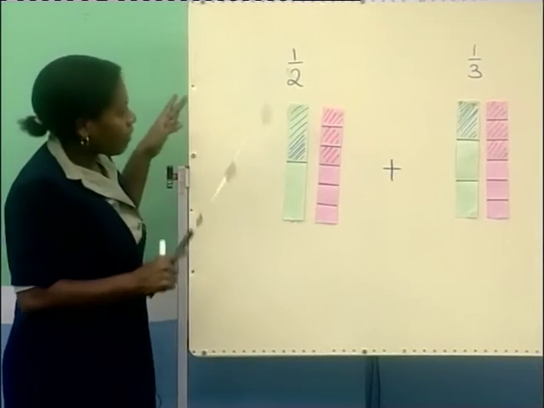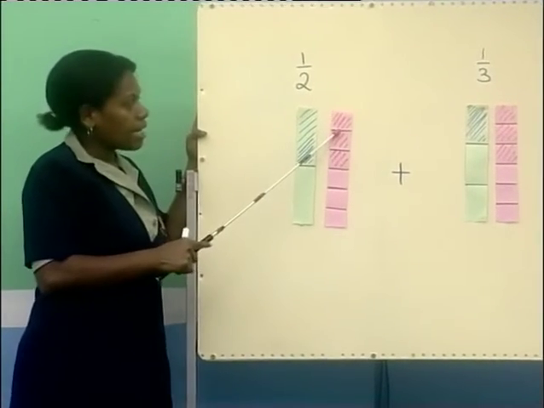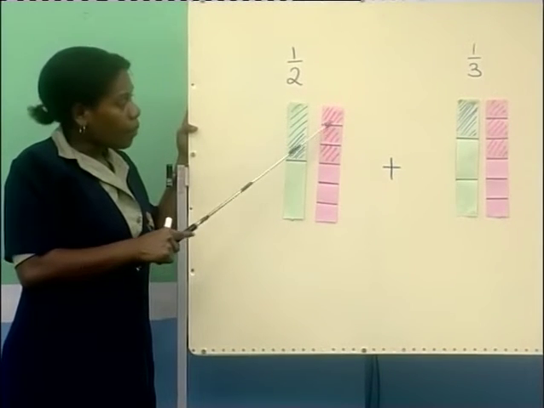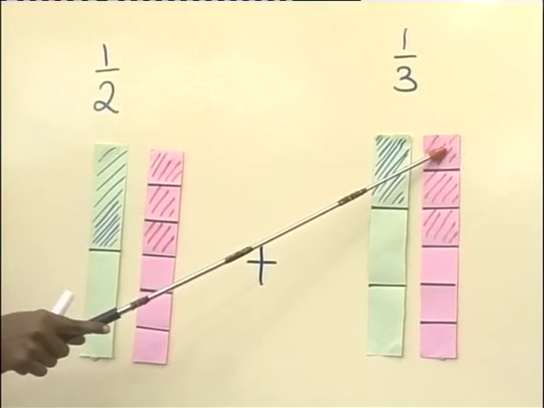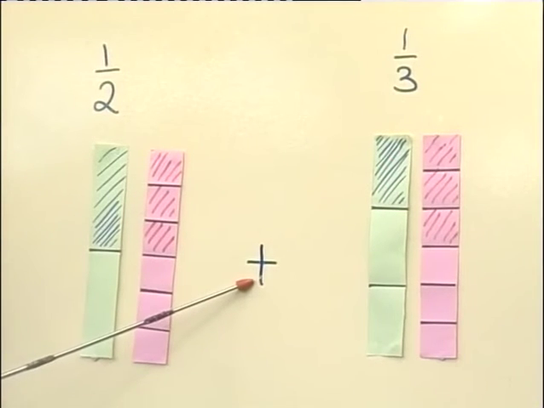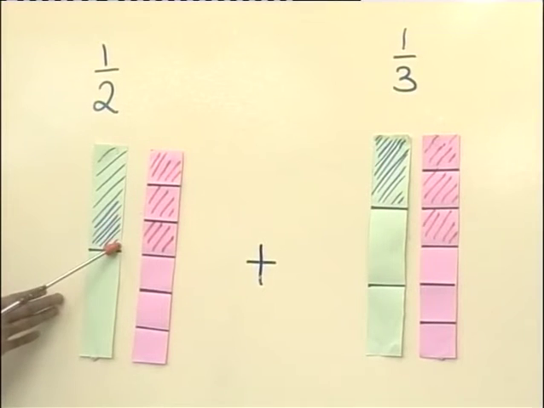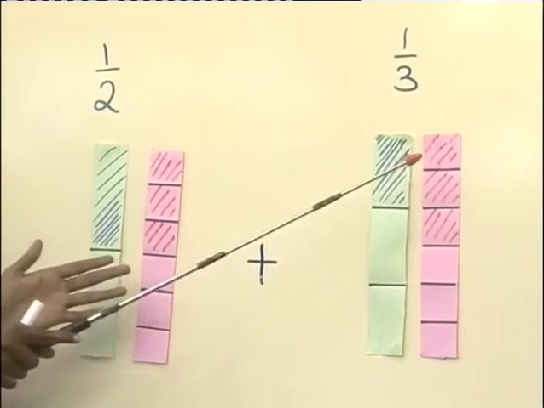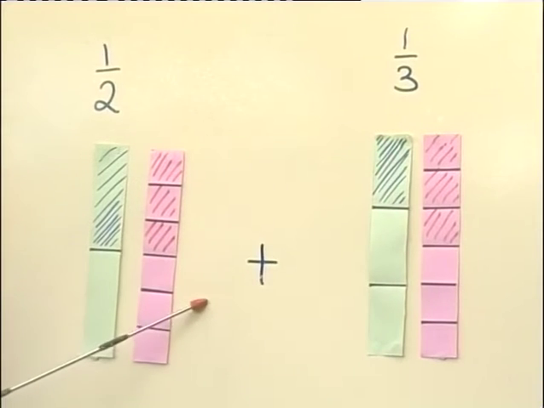So now I can add, right? I can add this part and this part here. So how many 6 will I have altogether? 1, 2, 3 plus 2, which is equal to 5 what? 5 6. So you see, firstly we had to make a half equal to 3/6 and 1/3 equal to 2/6. So now I can add 3/6 plus 2/6, which gives us 5/6.